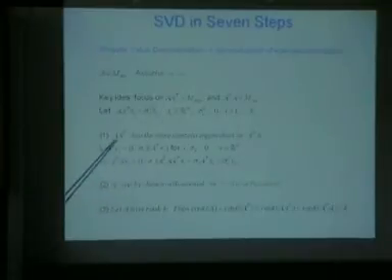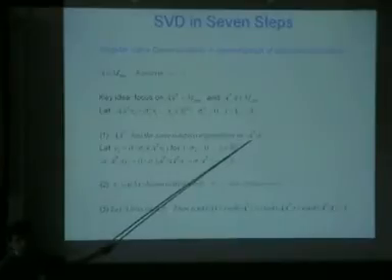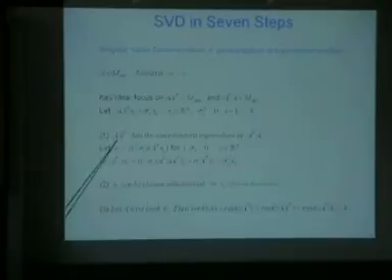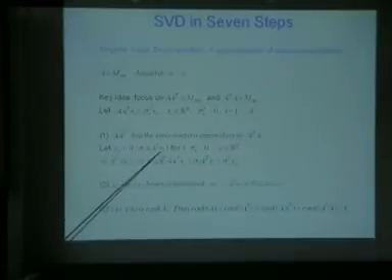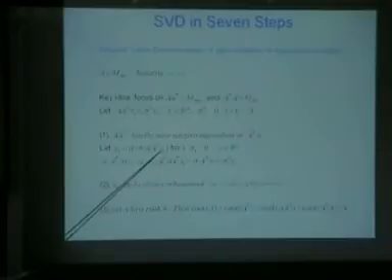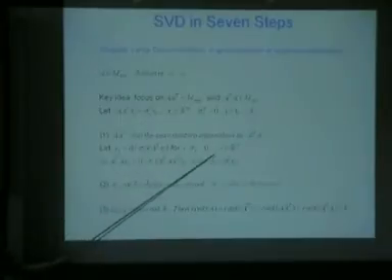So the first step is to notice that A transpose has the same non-zero eigenvalues as A transpose A. Is this trivial? Not really, since they have different dimensions. Let's prove it. Introduce a vector y equal to this, where the xi are the right singular vectors of A. Okay, I can certainly do that.